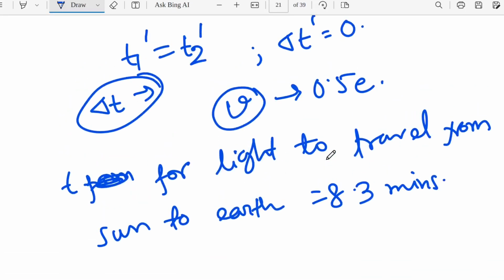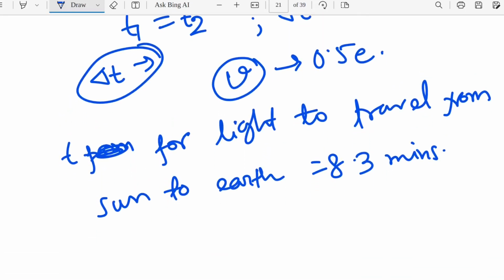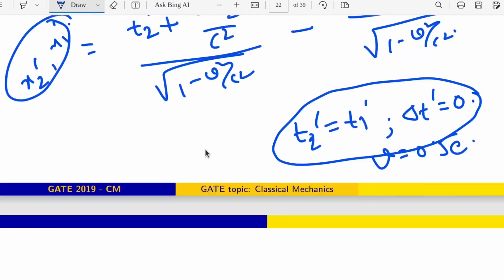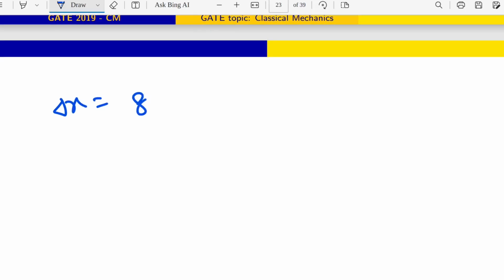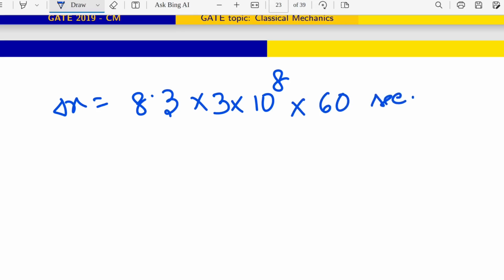These two values can be extracted from the condition that the time for light to travel from the sun to the earth is 8.3 minutes. So how can we get the value of x1 prime and x2 prime? Delta x will be nothing but 8.3 into 60, which is the time in seconds, and then 3 into 10 to the power 8.